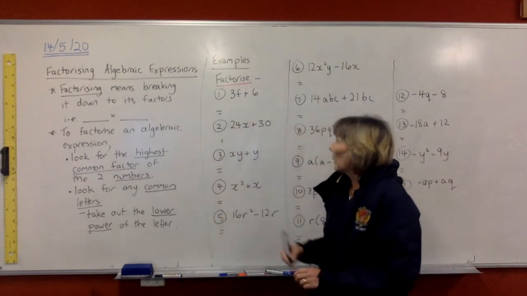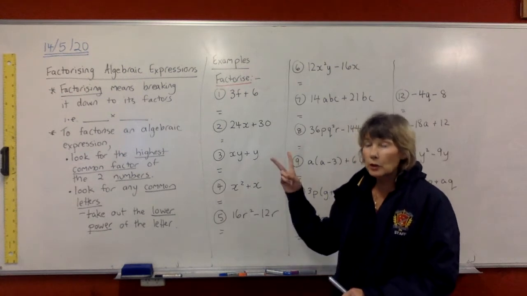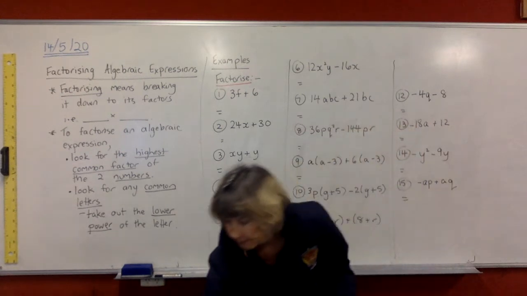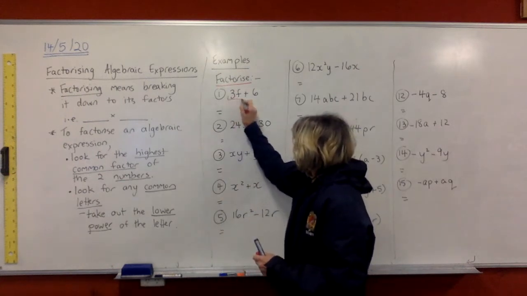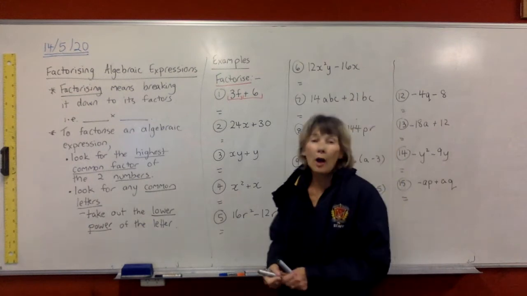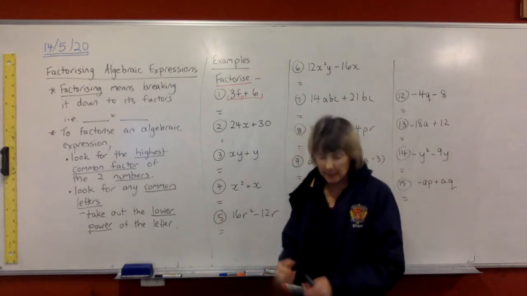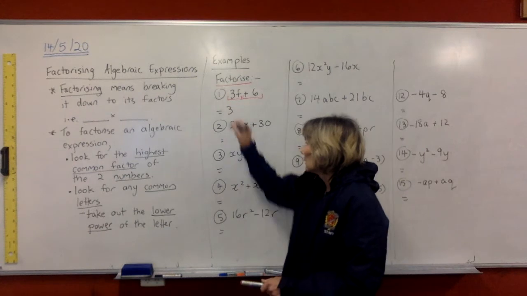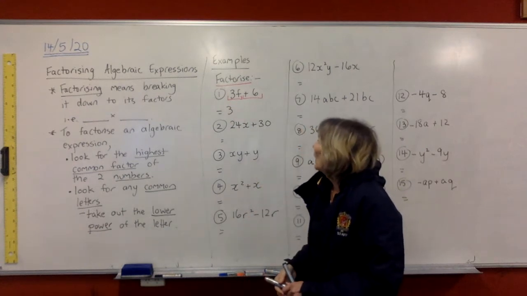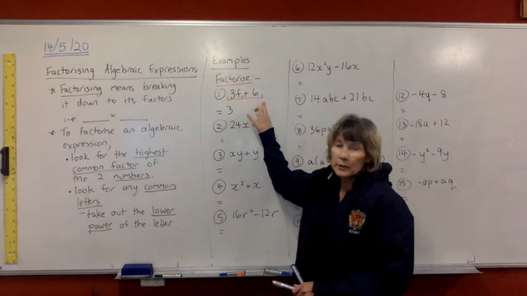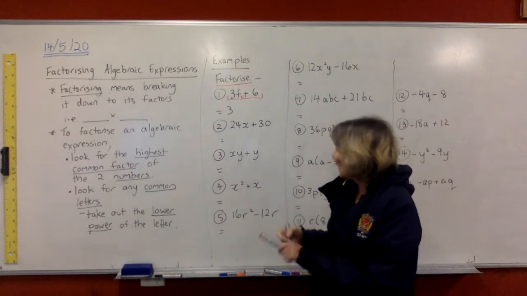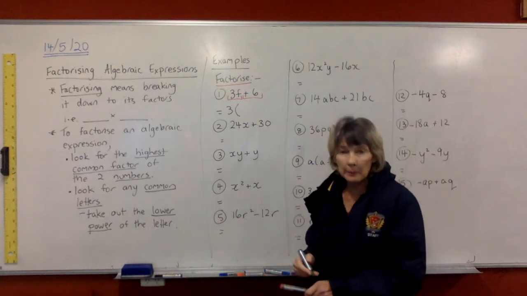So in the first one we have 3f plus 6. There are 2 terms there. So we're going to look at those 2 terms, and just look at the numbers. So we've got 3 and 6. The highest common factor of 3 and 6 is 3. That's the highest number that goes into 3 and 6. Alright, after that there's no common letters because this has got an F in it, but this doesn't. So there's nothing common for letters. So that's all we take out, and we open up a bracket.